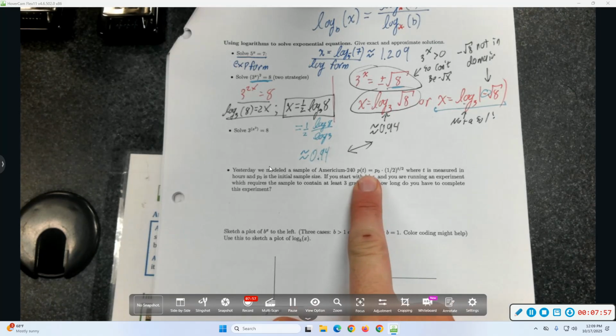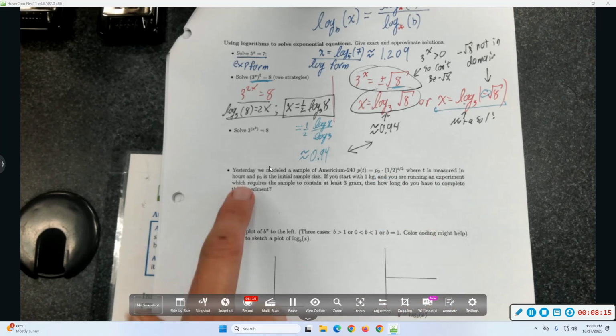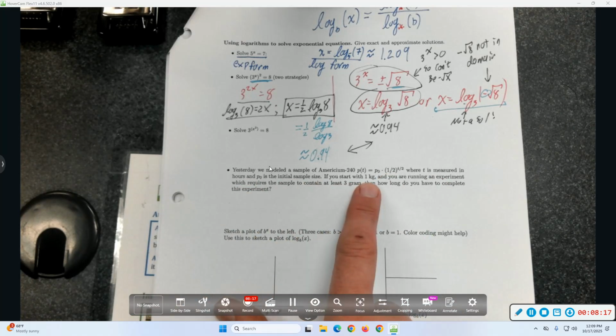We modeled its quantity at any given time with the initial quantity times, well, how many times do you divide by 2? Well, you count how many half-lives have gone by. Well, it's t over 2, where t is measured in days, because the half-life is 2 days. And you multiply by 1/2 that many times. So if you start with 1 kilogram, and you want to run an experiment which requires the sample to contain at least 3 grams, let's figure out how long you have to run this experiment.